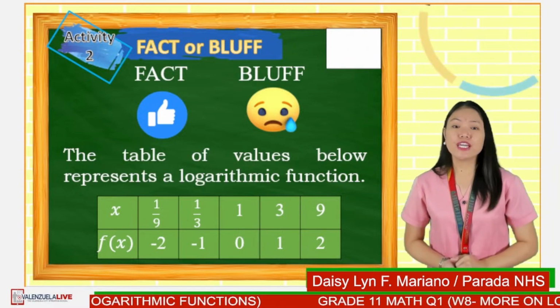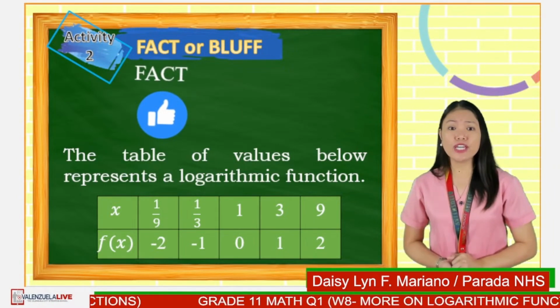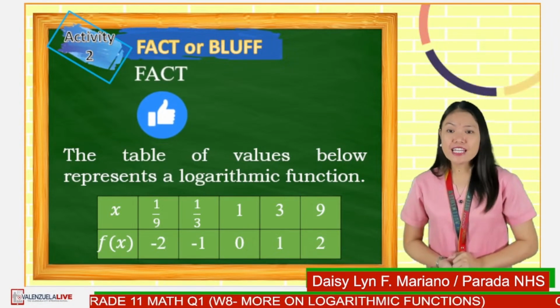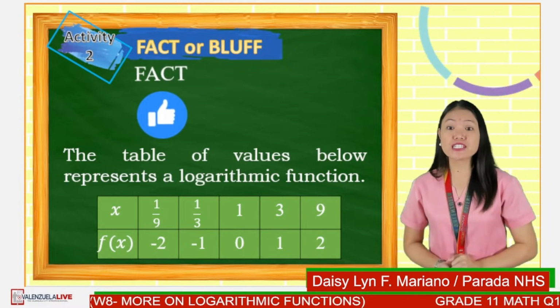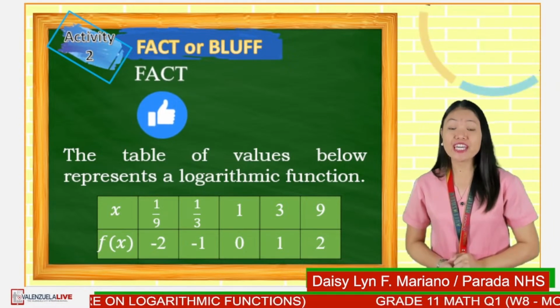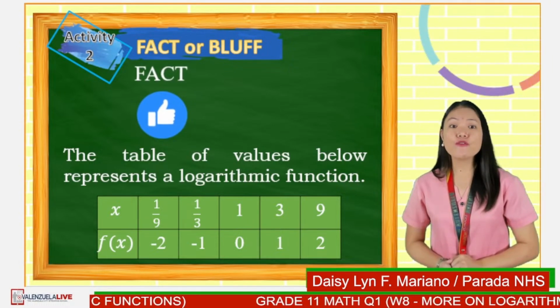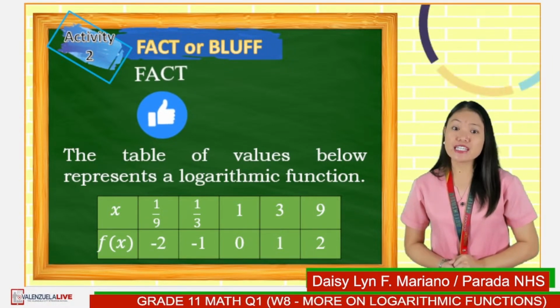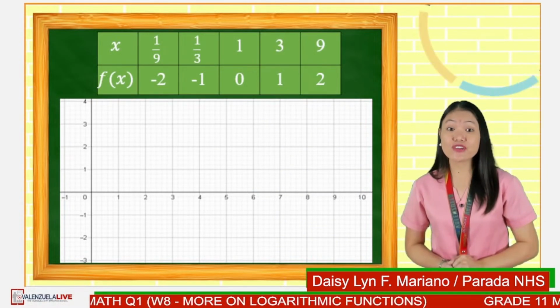Time's up. If you answered fact, then you are correct. The easiest way to verify this is to examine the values of x in the table. The values of x in the table appear to be a geometric sequence with common ratio equal to 3. So this is a table of values for a logarithmic function. Another way to verify is to plot the points in Cartesian plane and decide with its graph.